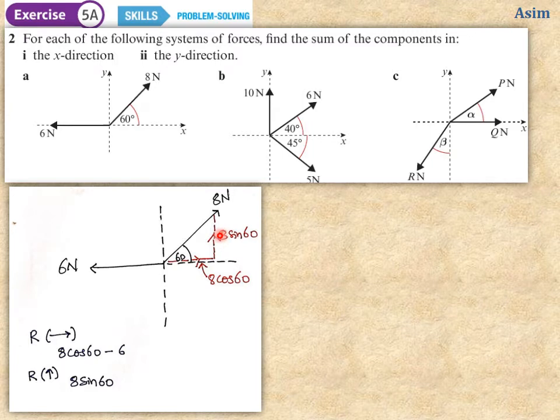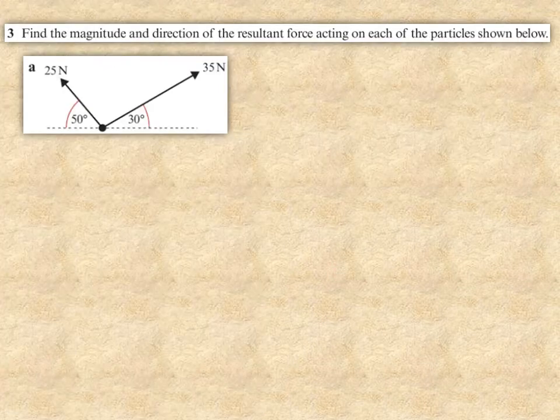Now because this is opposite, this becomes sine, SOHCAHTOA. Opposite is sine, adjacent is cos. The force is 8, so 8 sine theta, 8 cos theta. If I resolve horizontally, if I take this as positive, this will be negative. So the total horizontal force will be 8 cos theta minus 6. And vertically there is only one force. There is no force downward. So the total vertical component is 8 sine 60. Hope it is clear. Let's go ahead.